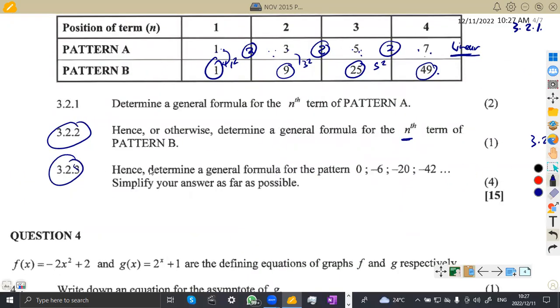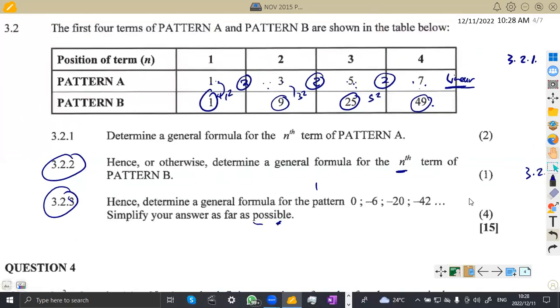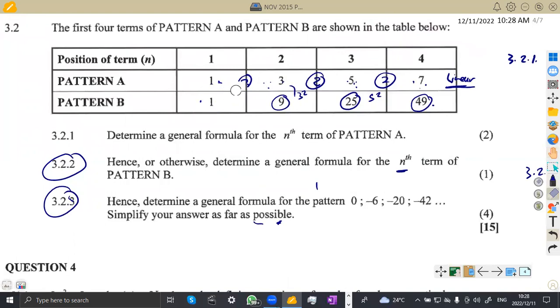Then hence, determine the general formula for the pattern 0, minus 6, minus 20, minus 42, and simplify your answer as far as possible. All right, do we have any difference which is common here? Okay, we've got minus 6, you've got minus 14. We do not have a difference which is common. All right, so what is actually happening? These are negative values that we are obtaining. I want you to see what is happening here. I want you to cross-check because this one is very, very tricky if you do not understand what is happening. So you analyze it.